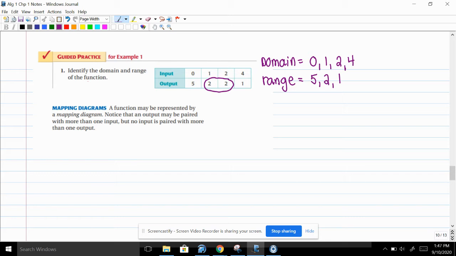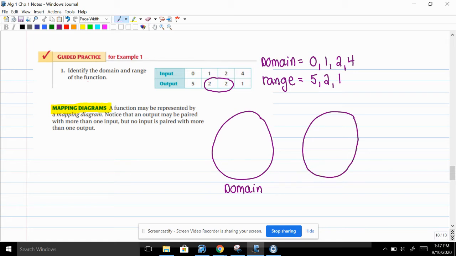Now, the next definition here, mapping. A mapping diagram looks something like this. You're going to have one circle on the left. That circle is going to represent your domain. You're going to have another circle on the right. That circle is going to represent your range. In the domain circle, obviously you put the numbers that are in your domain, the 0, the 1, the 2, and the 4. In the range, you'd put a 5, a 2, and a 1.